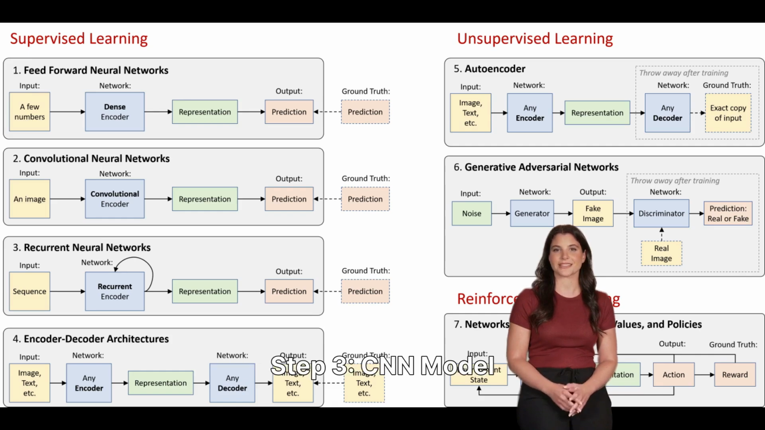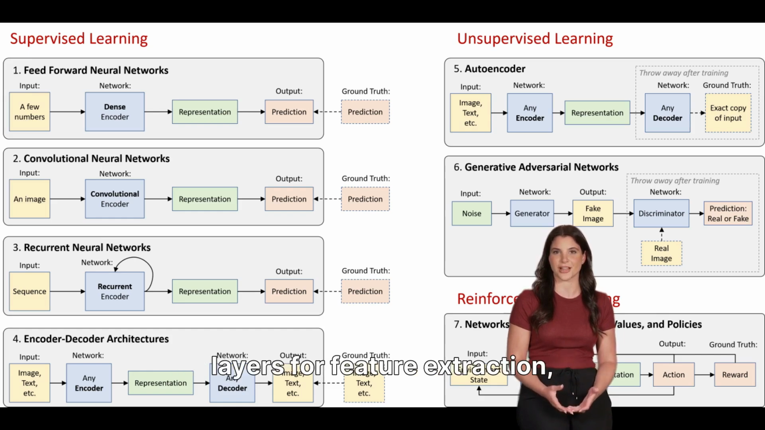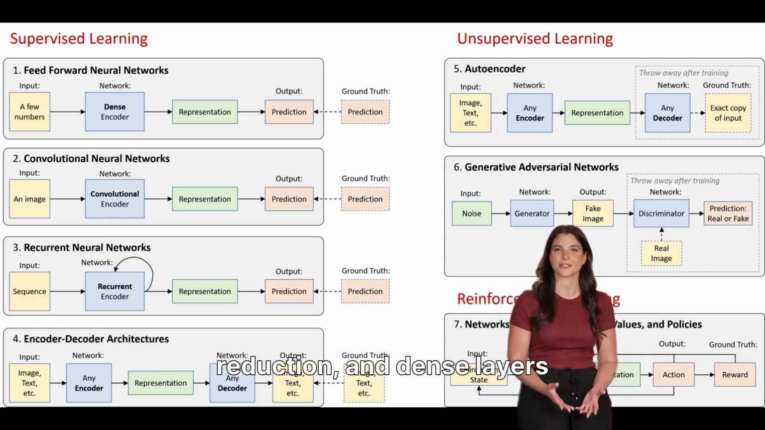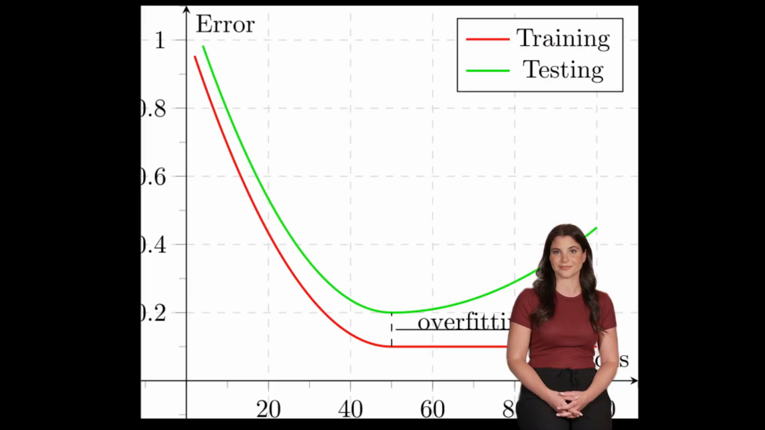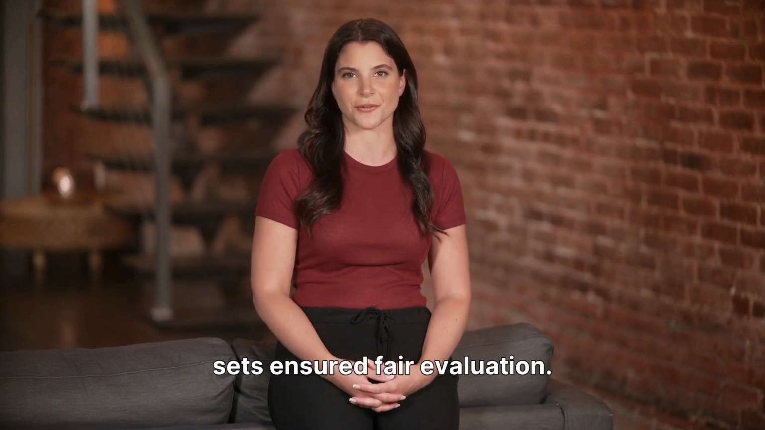Step 3. CNN model design involves multiple convolution layers for feature extraction, pooling layers for dimensionality reduction, and dense layers for final classification. The output layer uses a sigmoid activation function for binary classification. Step 4. Model training was conducted for 15 epochs using Adam Optimizer and binary cross-entropy loss. Training, validation, and testing sets ensured fair evaluation.